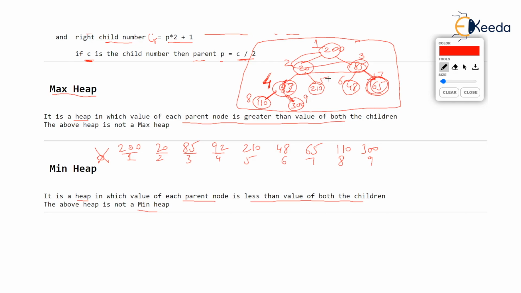Okay, is this a min heap? No way. For a min heap, the parent must be less than both the children. You can see the topmost parent, 200, is in fact larger than both the children. Then the rule of min heap is broken at the topmost level itself. So this is neither a min heap.